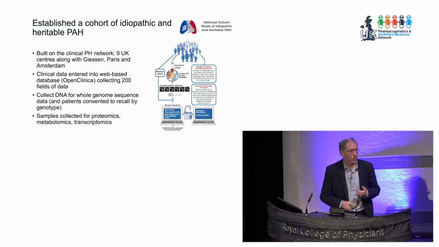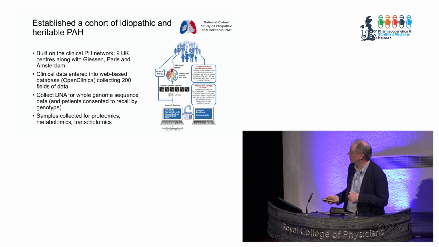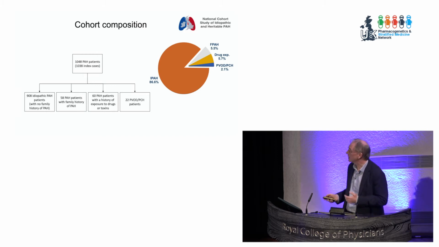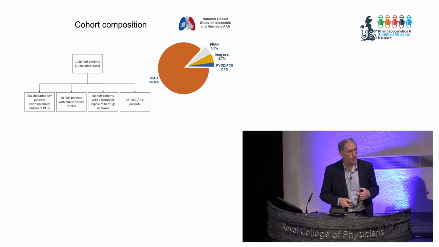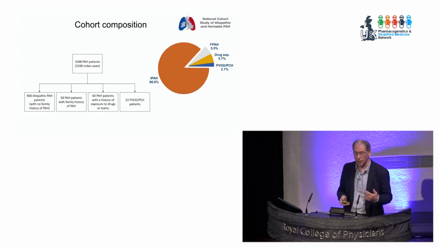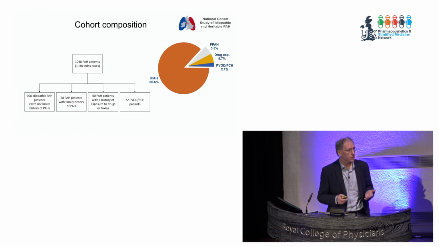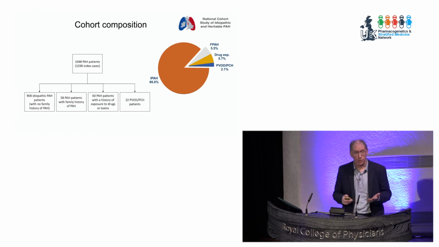So all patients were diagnosed according to international guidelines. And by 2018, we had over 1,000 patients in this cohort. You can see that around 6% had a family history, which is par for the course. Around the same number had a history of drug ingestion associated with pulmonary hypertension. And a small number of patients had pulmonary venous occlusive disease, which presents like pulmonary arterial hypertension, but doesn't respond very well at all to the drugs we normally use for PAH, and so are worth identifying. And I'll come back to that group in a second.